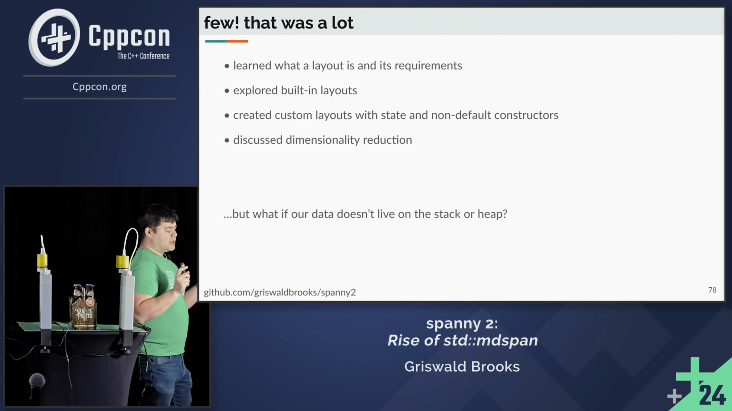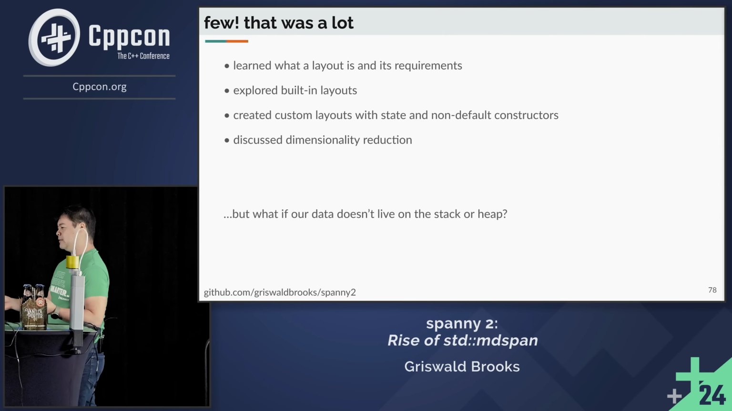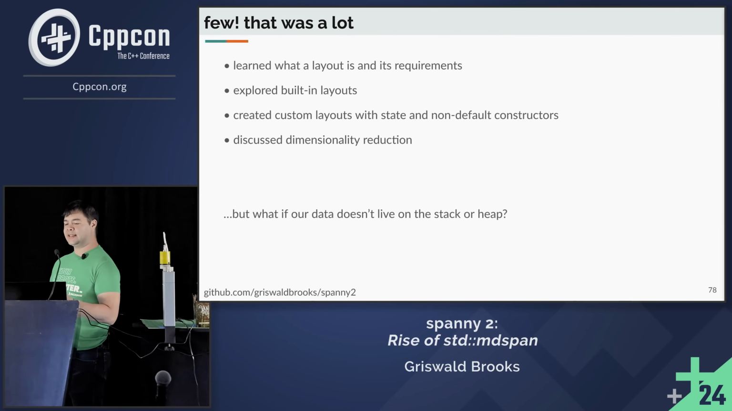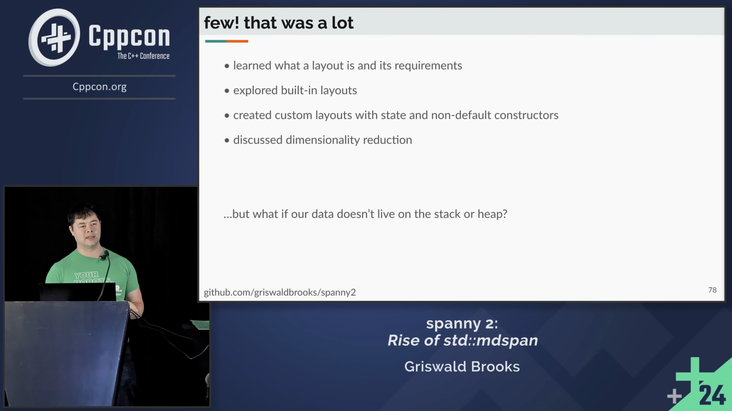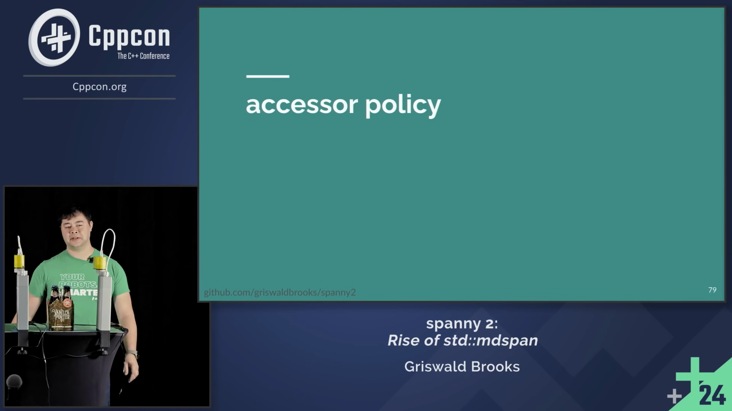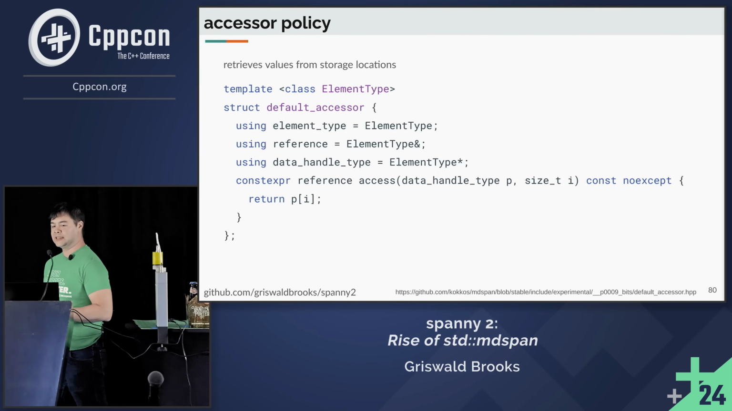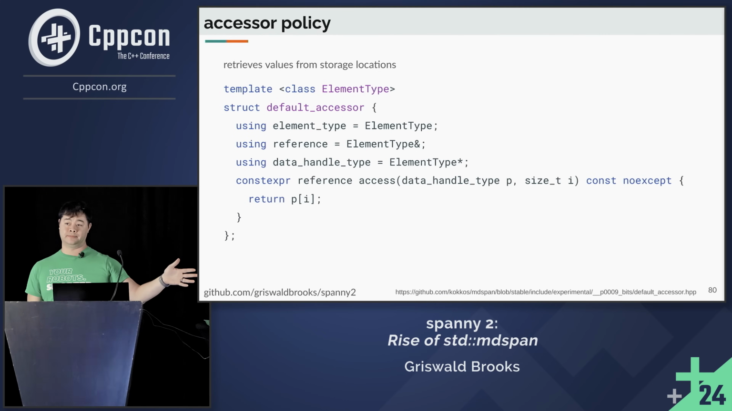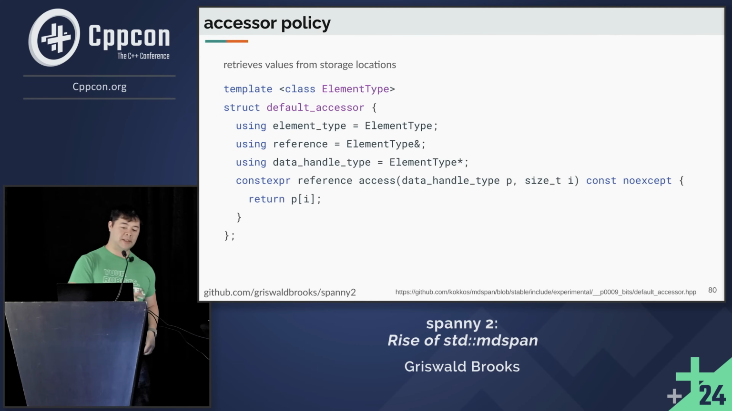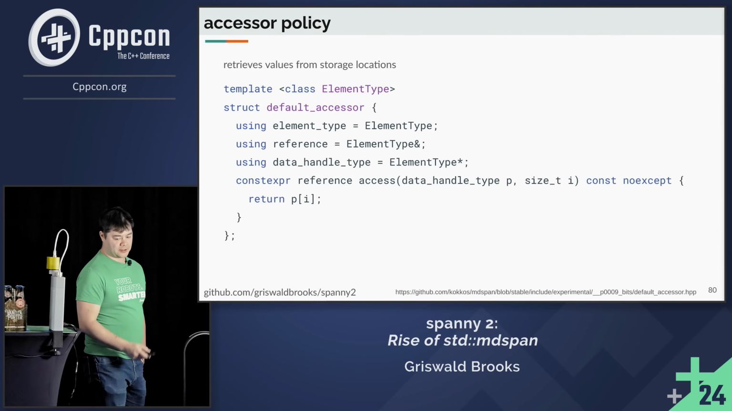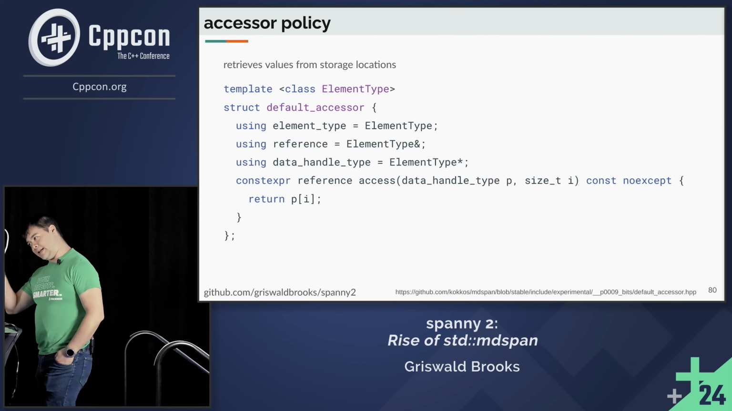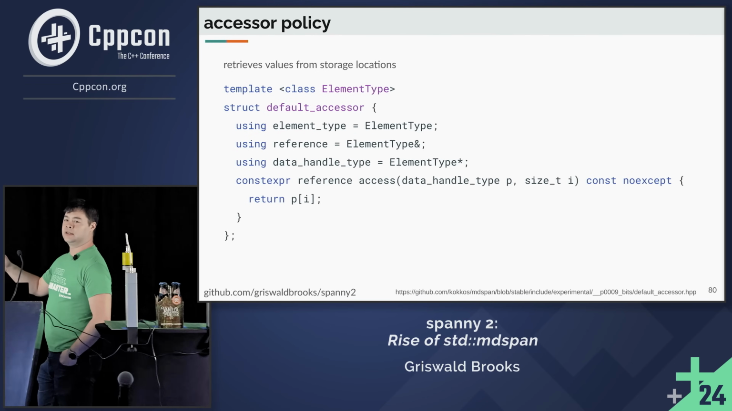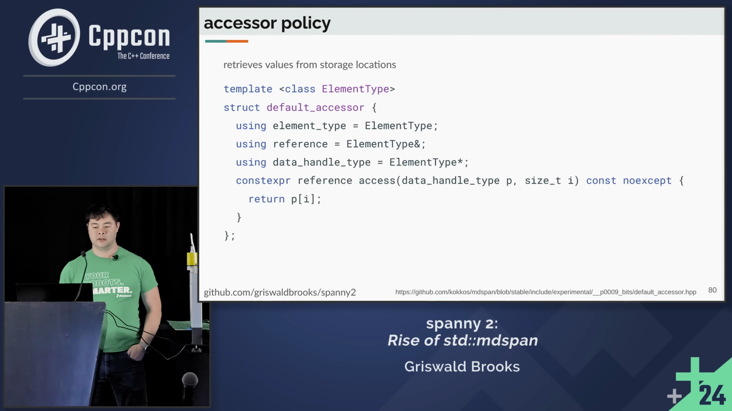I have a question. That whole time we were referring to a std::vector, so that was on the heap. But what if our data isn't on the stack or the heap? Let's talk about the accessor. The accessor policy is the thing that takes the mapping, the offset from the layout, and then uses that to get the value. Earlier in the presentation, I told you I would show what the default accessor looks like from the standard. This, minus a couple of slideware lines, is exactly copy and pasted from the Kokkos library.